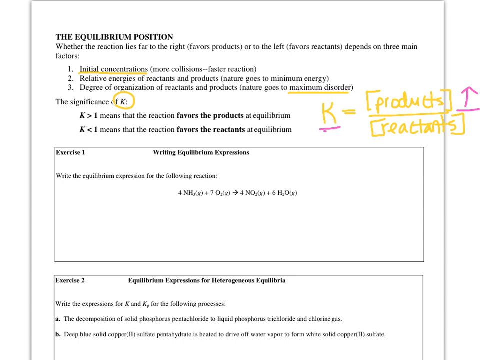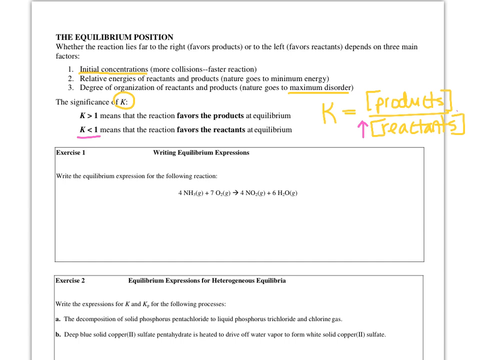So when we see a K value that's greater than 1, it usually means that it's product favored, or it prefers to make product in that reaction. If K is less than 1, then that means I have more reactant than I do product. So that's something that doesn't prefer to make product. It wants to stay in the reactant phase. A little bit of it will go to product, but not as much.